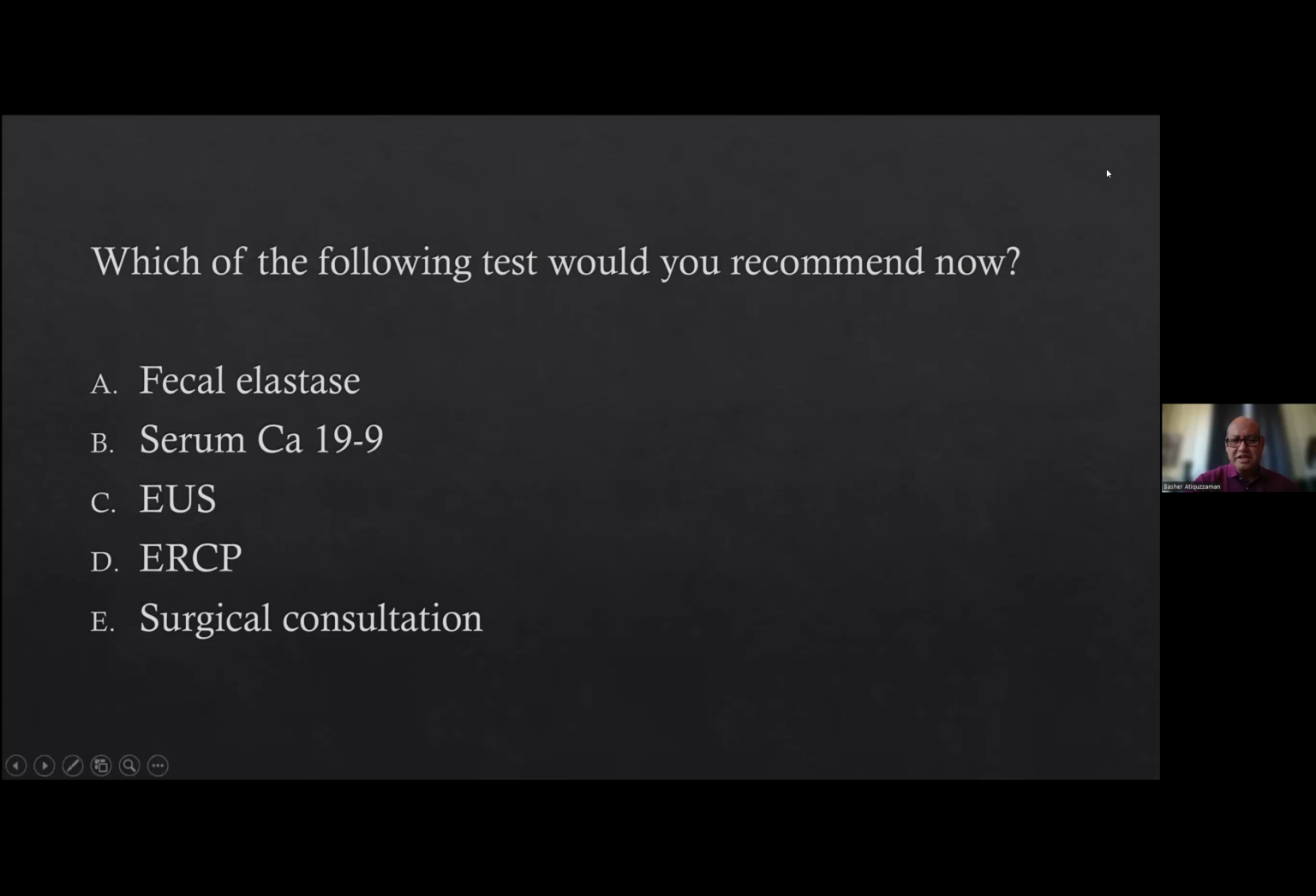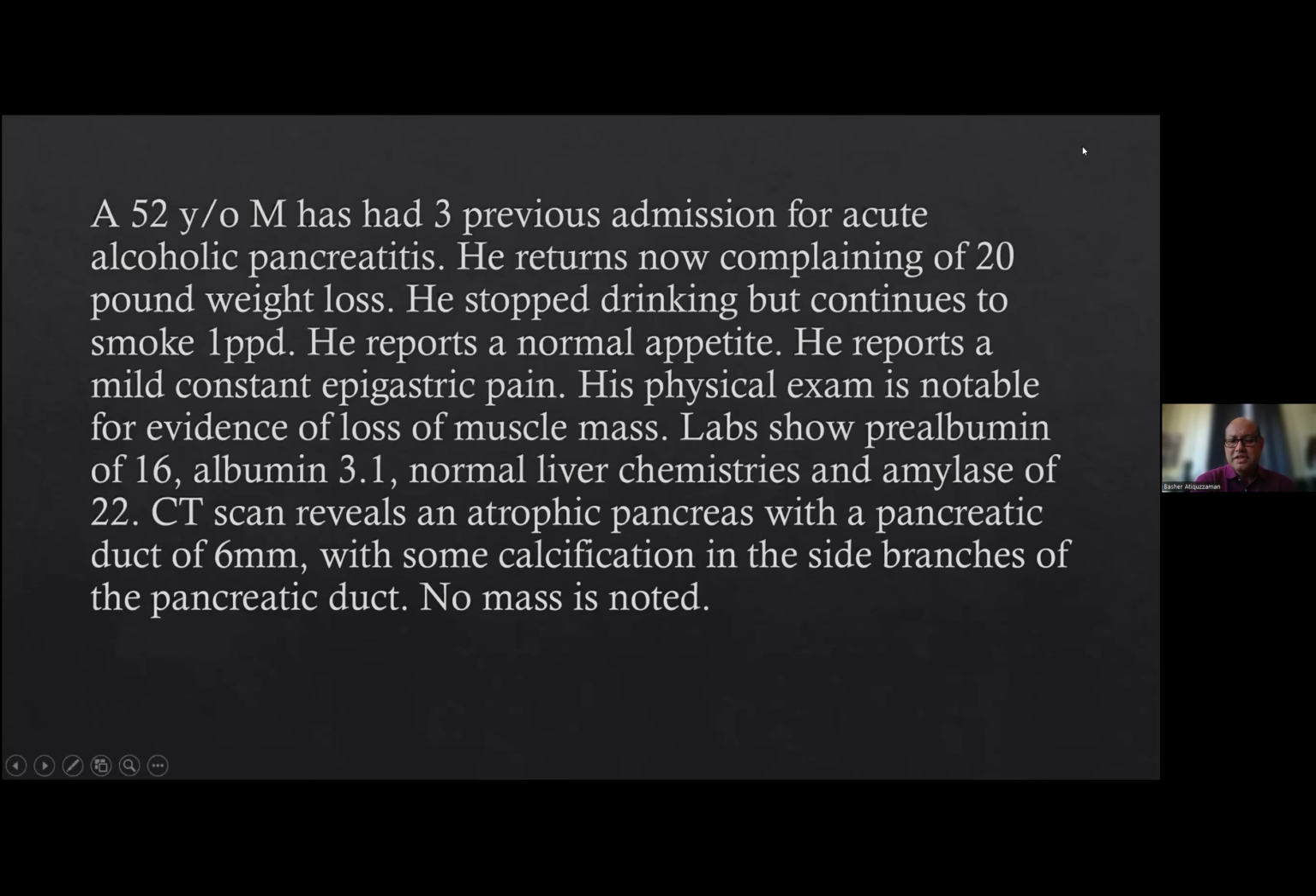Can you go to the last slide, please? Yes, sir. So we have a patient who has recurrent pancreatitis. He's one of our typical patients of chronic pancreatitis. He is alcoholic. He will stop drinking, but he still smokes. And as I told you, when we talk about abstinence, he's not following that completely. He has fullness and abdominal pain. He's clearly losing weight. His muscle mass is reducing.